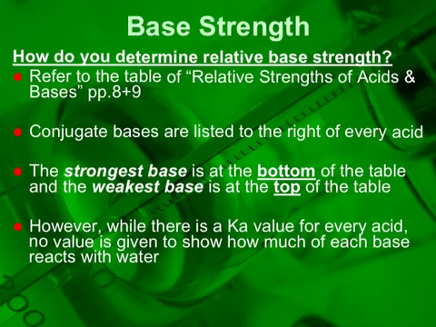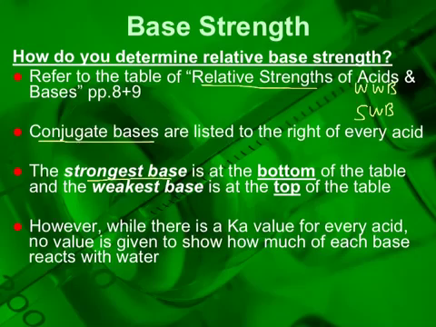Even amongst the weak bases, there are still some bases which are stronger than the others. In order to find which ones are stronger weak bases, we can look again at our relative strength of acid and base table on pages 8 and 9 of your data booklet. You'll notice that at the very top row, it says that conjugate bases are listed there as well. It is actually next to the right of the acid formula. Also note that the strongest weak base is at the very bottom of the table, and the weakest weak base is listed at the top of the table.